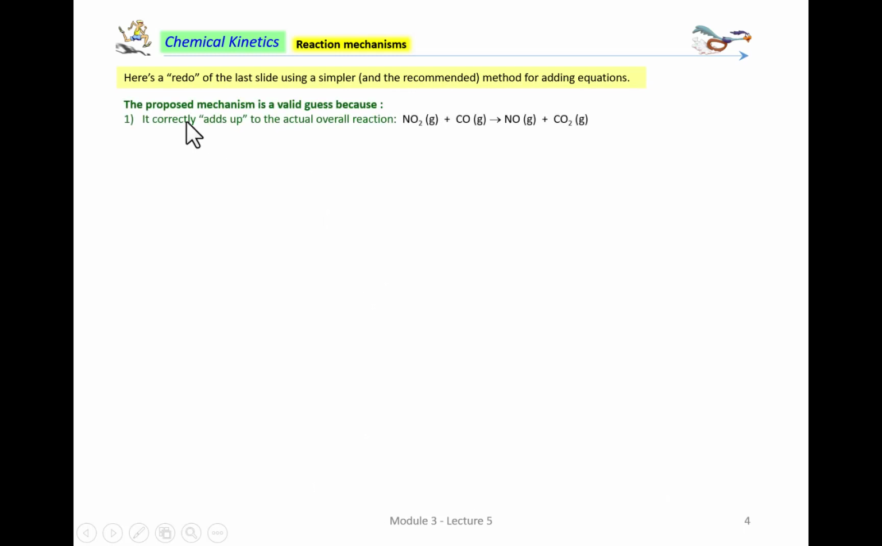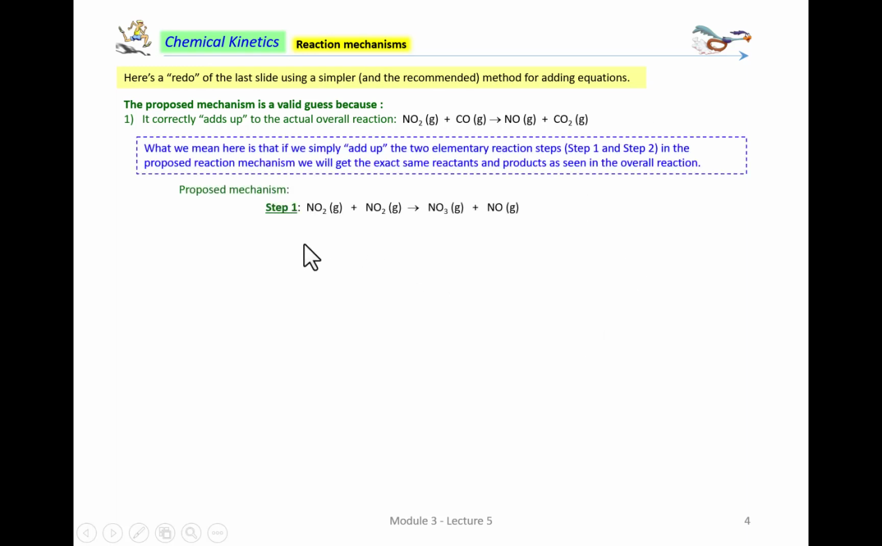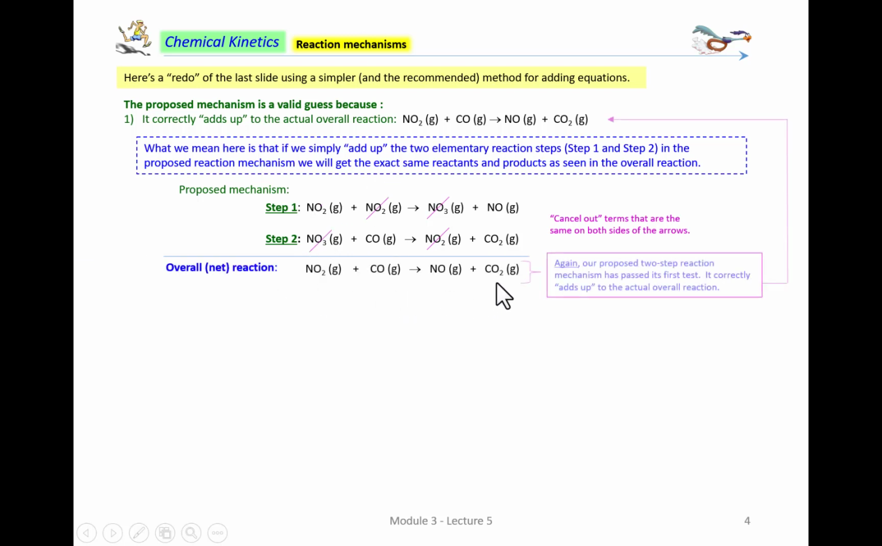So here's our goal, that our proposed mechanism add up to this reaction, and we'll write out our 2 steps for our proposed mechanism. And what I did here was I simply canceled out terms that are the same on both sides of the arrows. So here's an NO2 on the left side of an arrow up here, and here's an NO2 on the right side of an arrow down here, so I canceled those out. Here's an NO3 on the right side of an arrow up here, which I canceled with an NO3 on the left side of the arrow down here. And then we add up everything that's left, and we get the overall reaction, which is what we wanted. We wanted it to be equal to or the same as the actual overall reaction. So you can see this is a little quicker way to add up reactions.